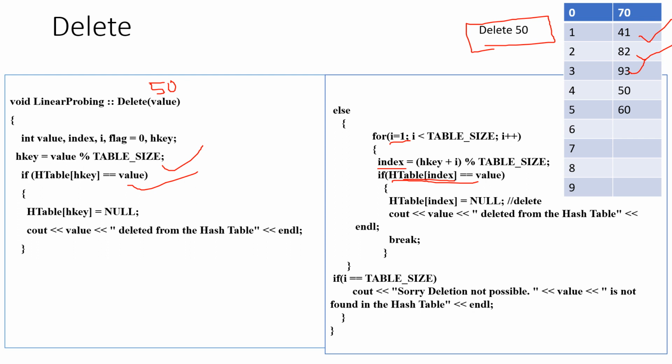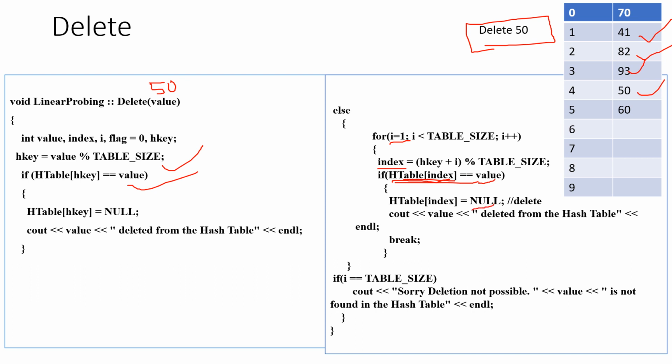Then I is going to increment to 4. So 0 plus 4 modulus table size gives the fourth index. Index is 4. Now check whether hash table of the fourth index equals the value. The value is 50. Is it 50? Yes, the condition is true. Then what will you do here? Hash table of index, index is 4, equal to null. What will you do?